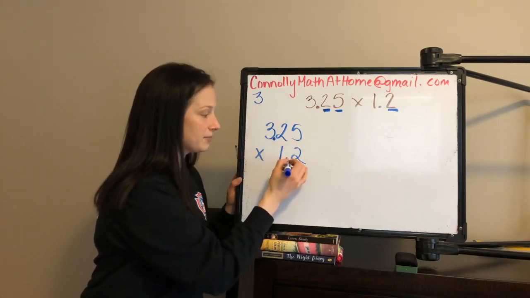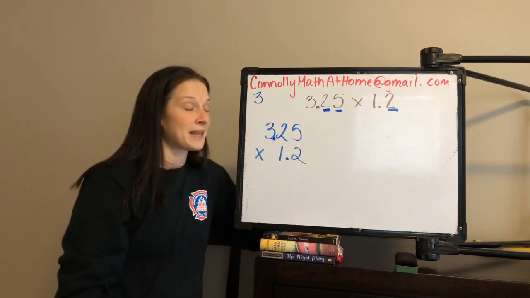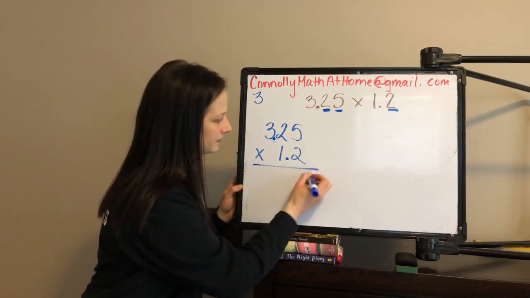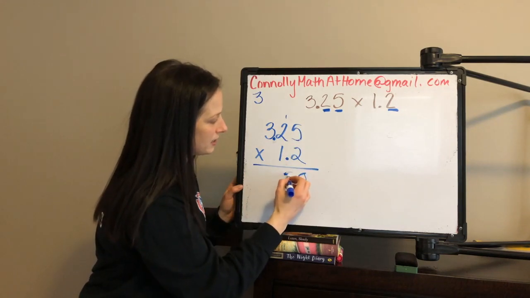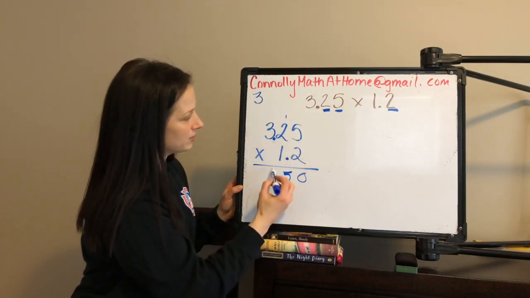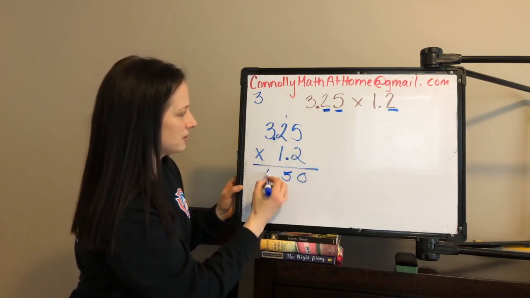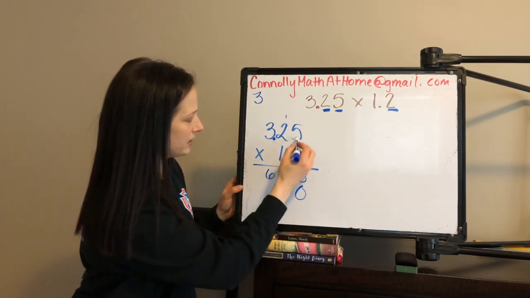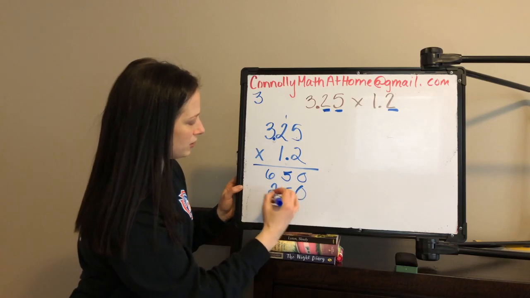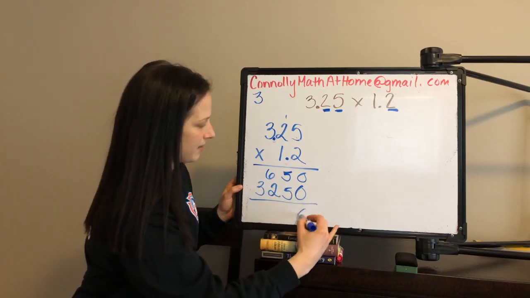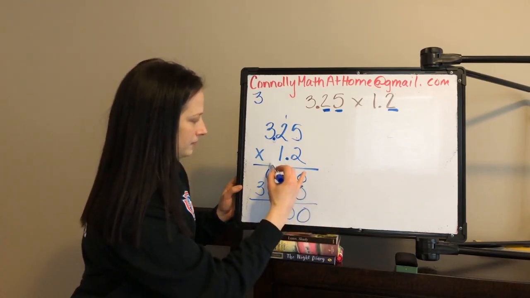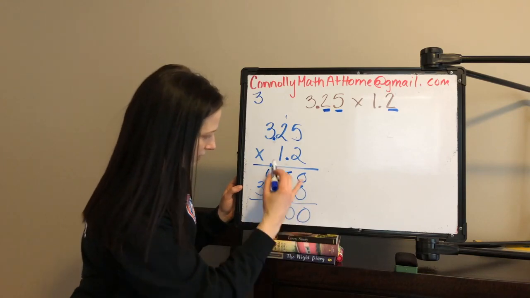Okay? All right. So we're going to multiply. I'm doing it quick because this is not the point of the lesson. I did 2 times 5 is 10, 5, 6. Put my 0, 1 times 5 is 5, 1 times 2 is 2, 1 times 3 is 3, and I add them up. 6 plus 2, 8, 9.